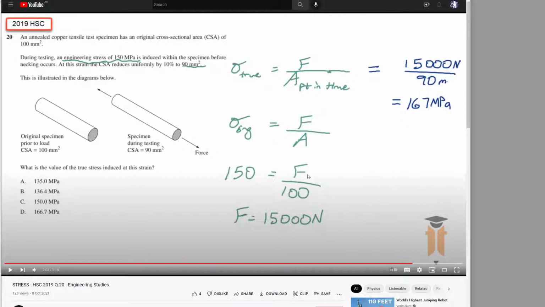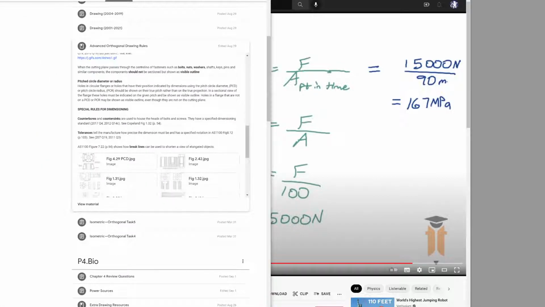And so what he said is, okay, we have the engineering stress and the engineering area, the original area, which means the force must be 15,000 newtons. Then if we go back to using the true stress, 15,000 divided by 90 gives 176. It's also worth pointing out it's going to be a number bigger than 150. The true stress is always bigger. I think it's fair to say that true stress is bigger.